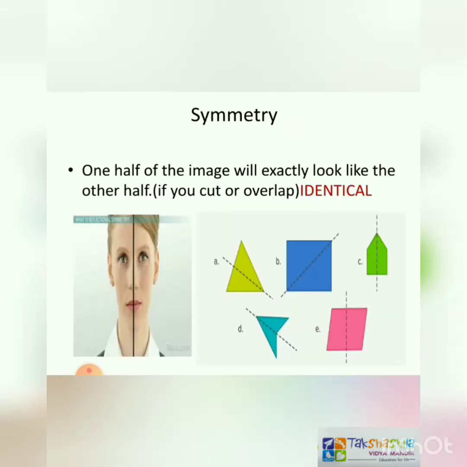But what is meant by symmetry? Do you have any idea? Yes, when one half of the image will exactly look like the other half, it is called symmetry or symmetrical objects, and we can also call it identical objects or identical images.